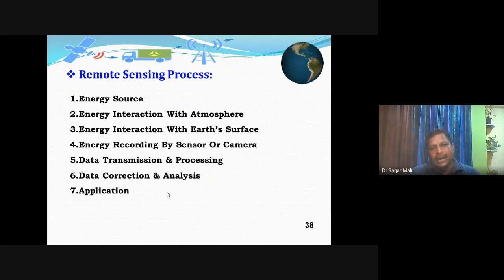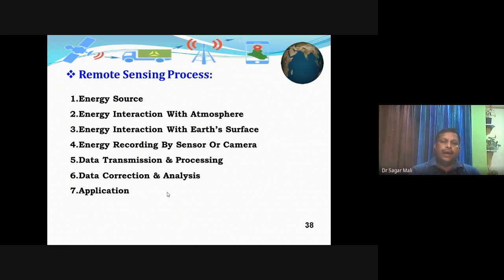It interacts with the atmosphere first. Before the energy enters the Earth's atmosphere, some energy gets scattered, reflected, or absorbed, and some portion of the solar energy interacts with the Earth's atmosphere. Then it reaches the Earth's surface. So the third phase is energy interacting with the Earth's surface. Until it interacts with the Earth's surface, all the energy is called insolation, as I told earlier. Insolation means incoming solar radiation.